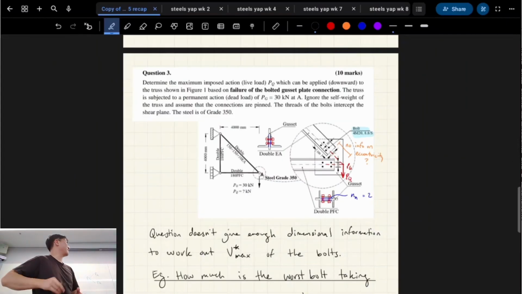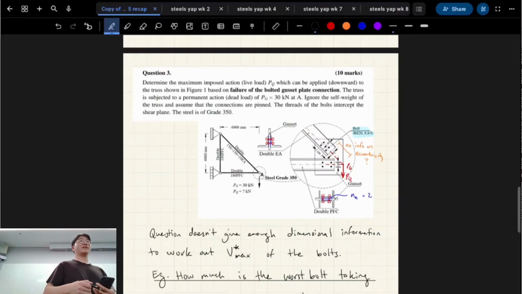I'm not as confident with this question. This is the gusset plate connection, right? But I'll tell you my thought process. When you have a bolt connection, there's basically two different types of problems you have to consider. One is shearing, so shear bolts. The other is axial bolts, where the bolts want to pull out from the hole, right?